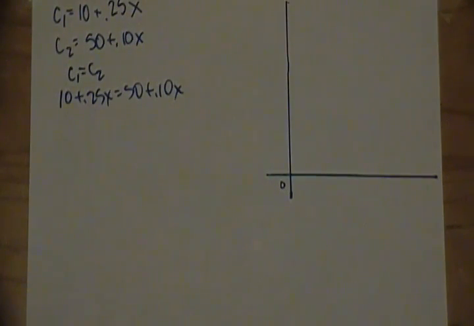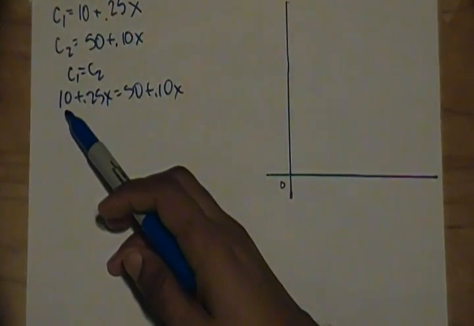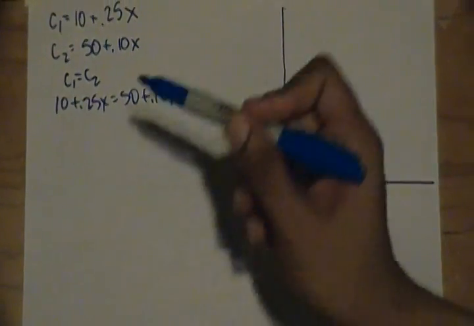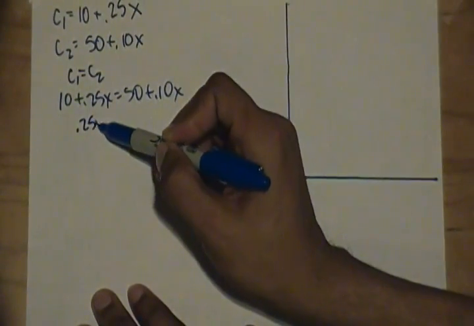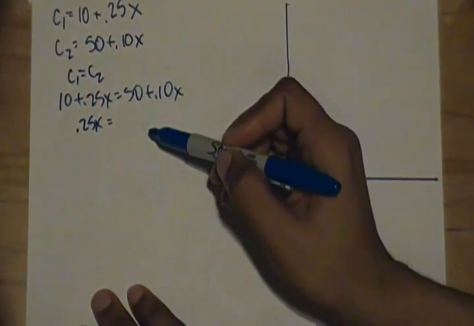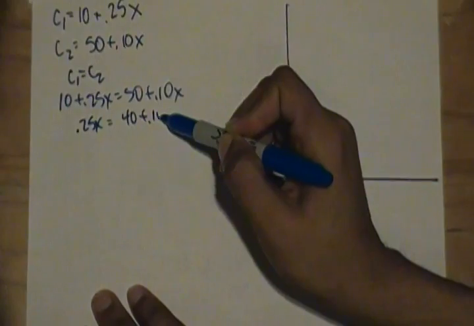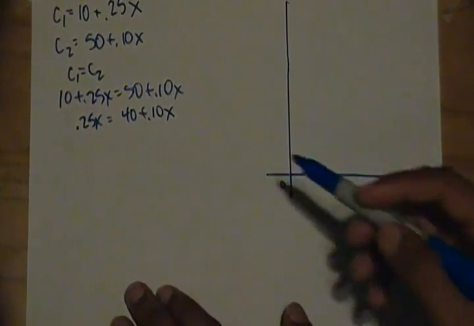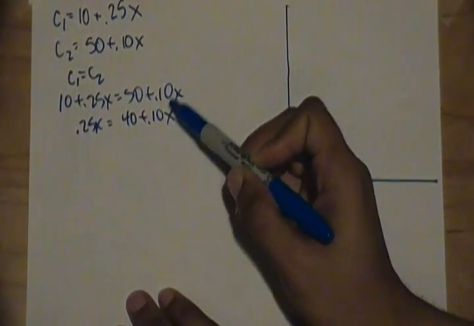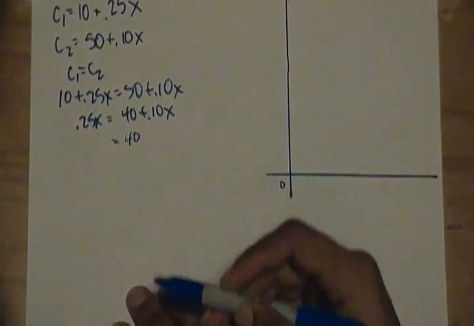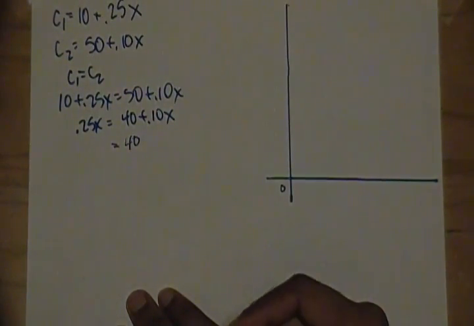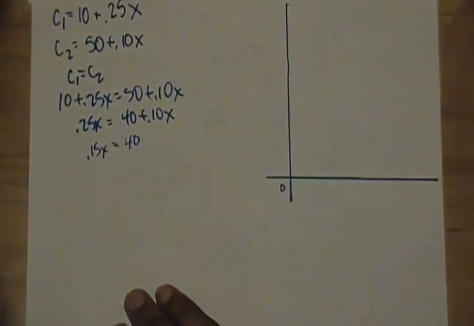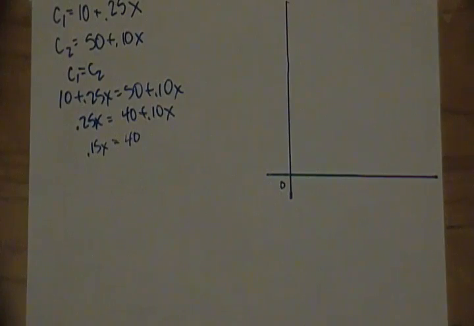So we need to get stuff together. I'm going to subtract 10 on both sides. 10 minus 10 is 0, so on this side I just have 0.25x. 50 minus 10 is 40, and so this is what I have left now. I need to get my x's over to the left side, so I'm going to subtract 0.10x on both sides. When I subtract 0.10x over here, it goes away, so I just have 40. 0.25x minus 0.10x is just 0.15x. In other words, if you have 25 cents, take away 10 cents, you just have 15 cents left over.